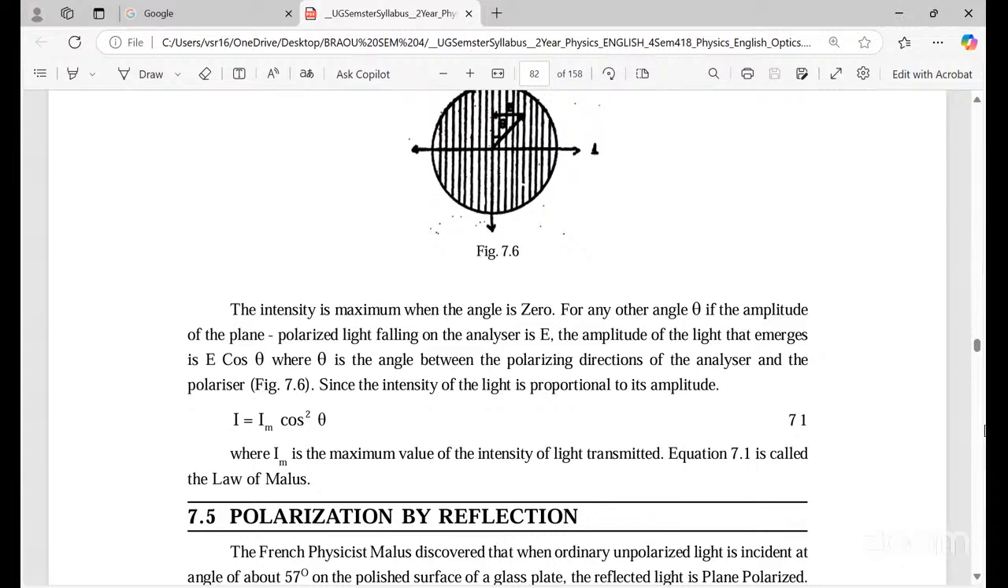For any other angle theta, if the amplitude of the plane polarized light falling on the analyzer is E, then the amplitude of the light that emerges is E cos theta, where theta is the angle between the polarizing direction of the polarizer and that of the analyzer. You know pretty well the intensity means the square of the amplitude. The amplitude is E cos theta, so I equals Im cos square theta. Im is the maximum intensity of the polarized light. This is called the law of Malus. Important short question.